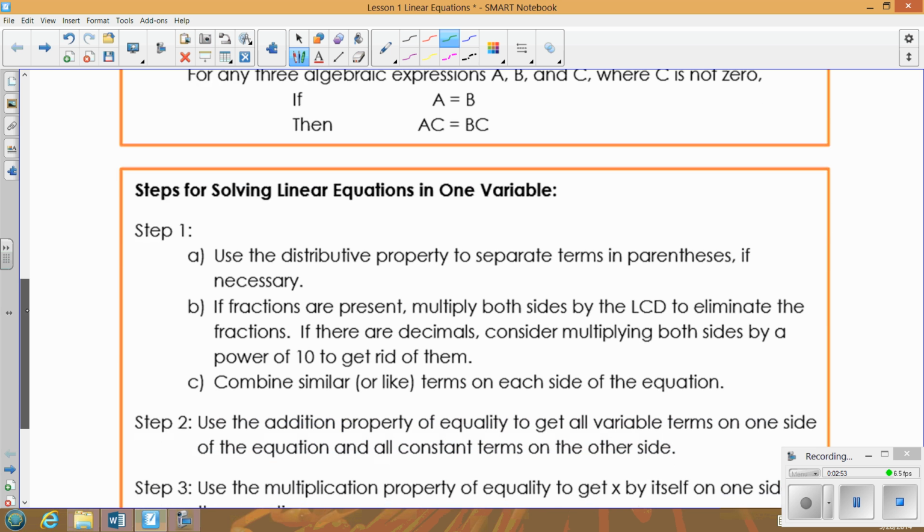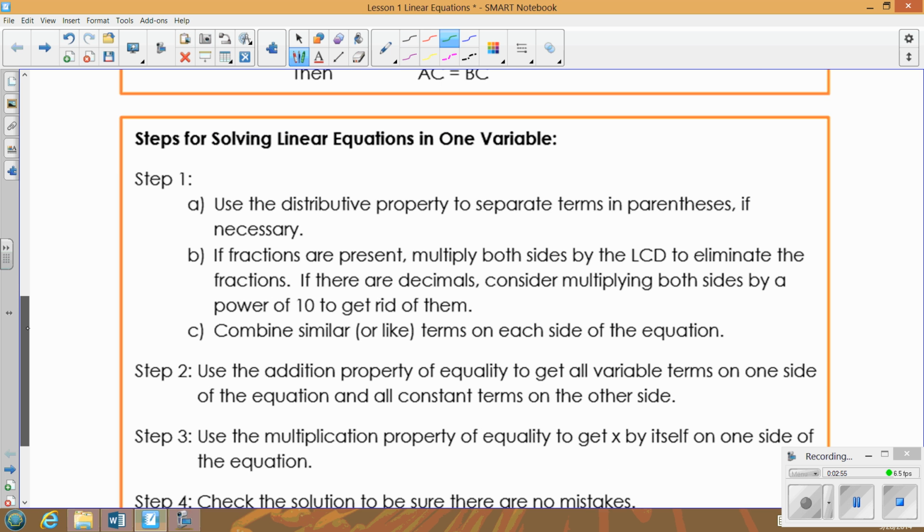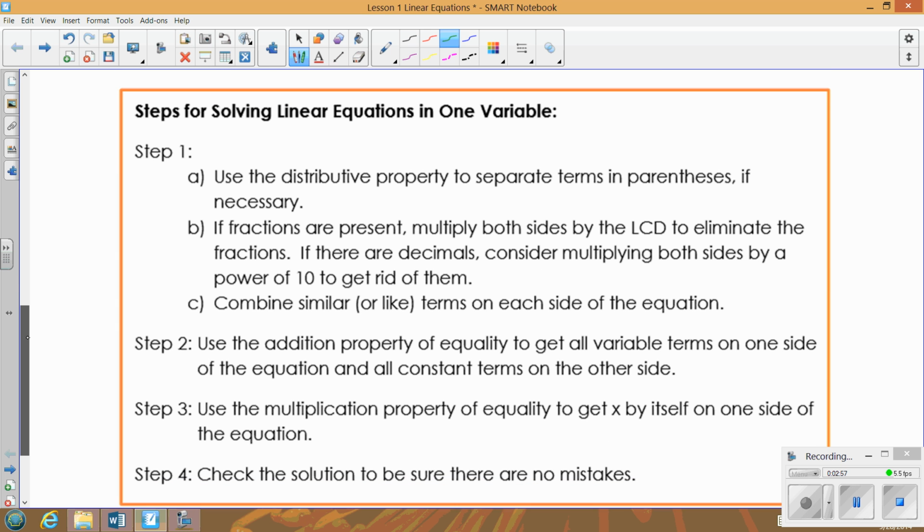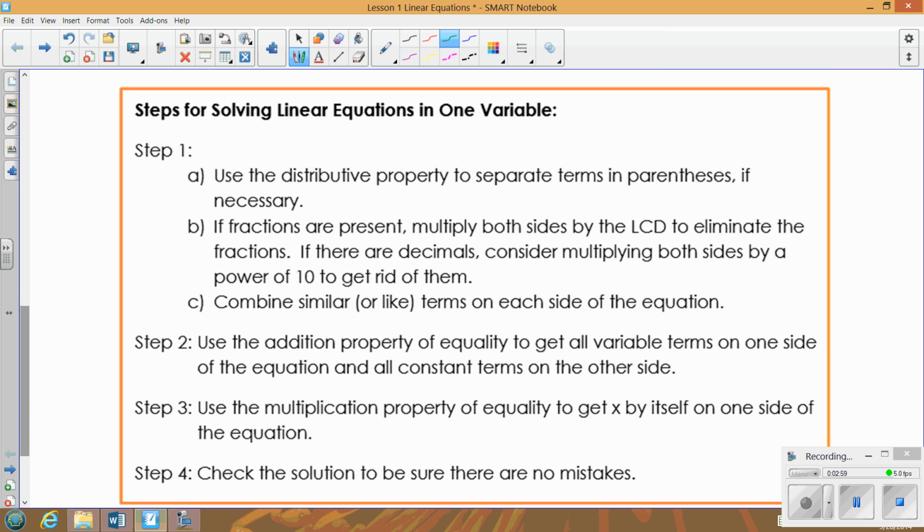So here are the steps for solving. We always want to try to get rid of parentheses first. We're going to use the distributive property to do that. If we have fractions or decimals, we're going to use some tricks to get rid of those and make the equations easier to solve. And then we're always going to combine like terms on one side and then combine like terms on the other side before we start moving things from one side of the equation to the other.